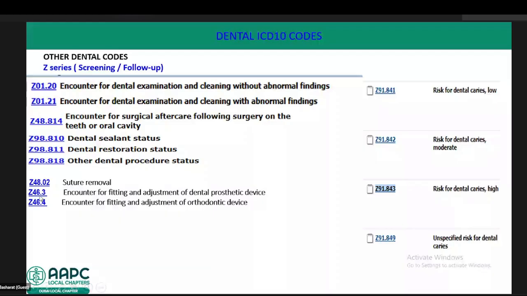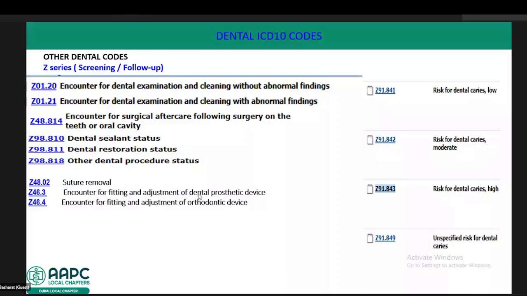Then we have the encounter for fitting and adjustment of the prosthetic device. You use this code when, for example, the patient is coming with a loose crown or a loose bridge. If the patient already has that prosthetic device and is coming only for adjustment or fitting, then you can use this code.